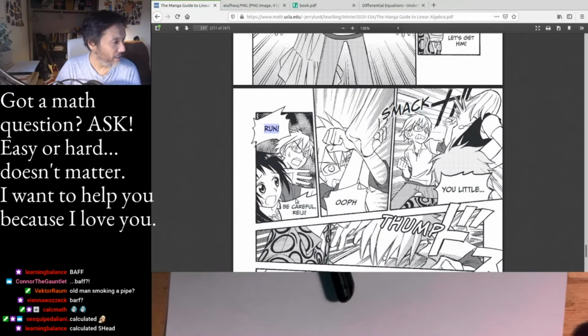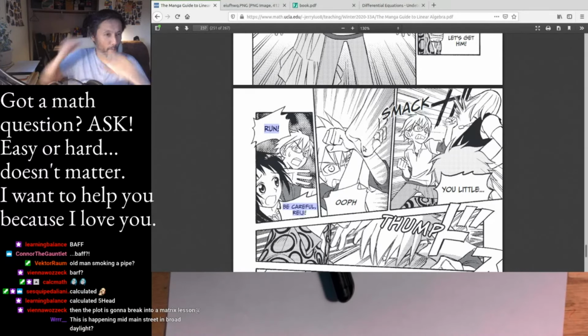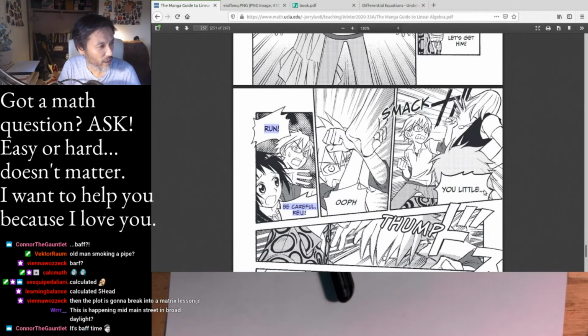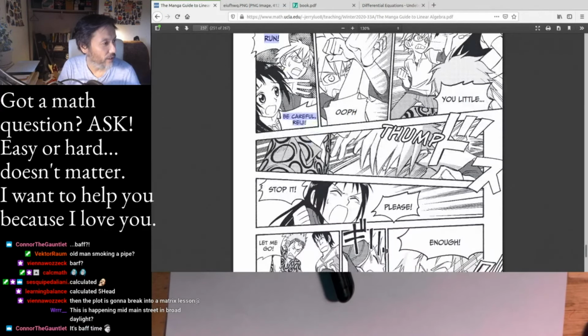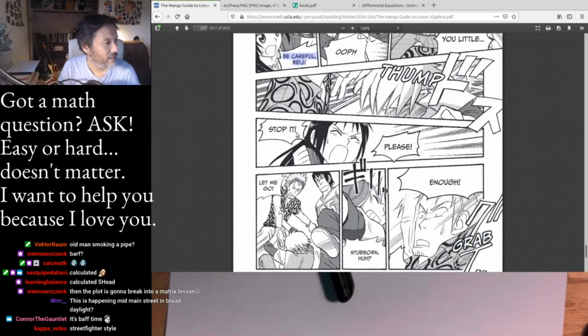Run! Be careful, Raiji. Look at this block. Bam. Oof. A left hand. You little. Thump. I can't tell what the fuck is happening here. It looks like he's getting kicked.